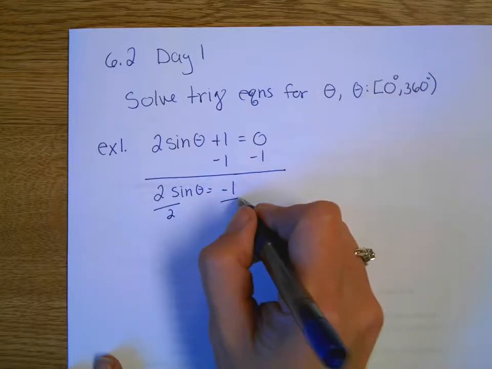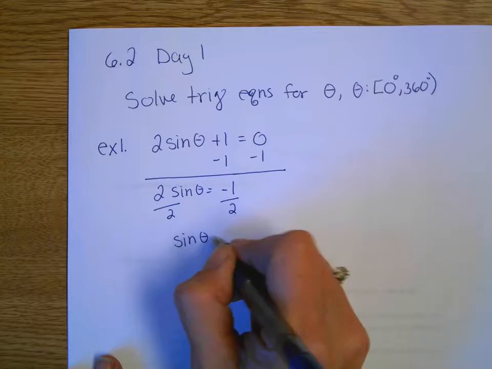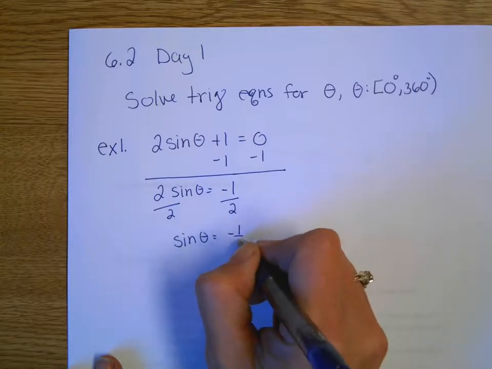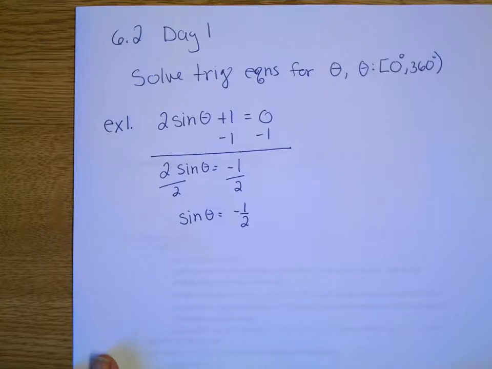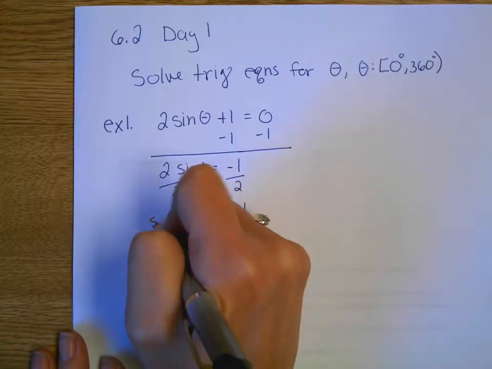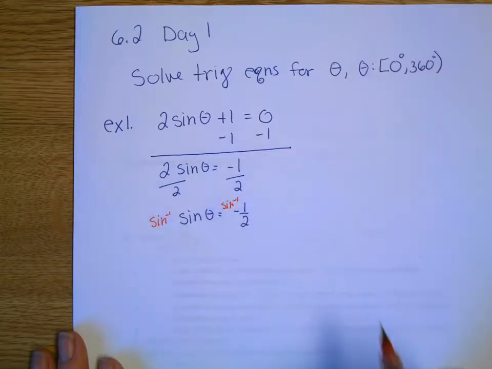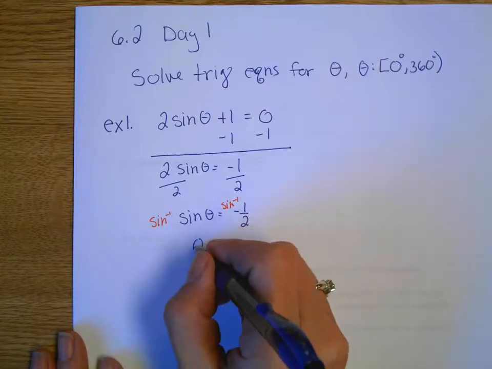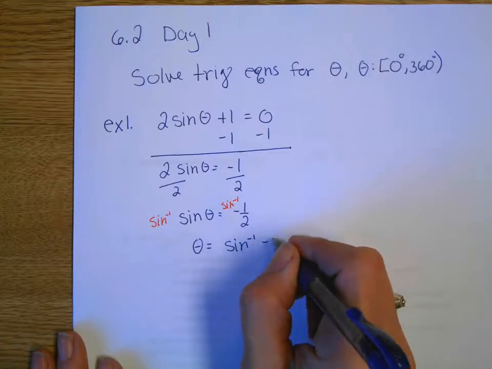Good. So the sine of theta equals -1/2. Now what do I have to do to both sides? Inverse sine on both sides. So you know here on the left you get just theta. Remember with the inverse sine of the sine, you get the little thing inside? Equals the inverse sine of -1/2.